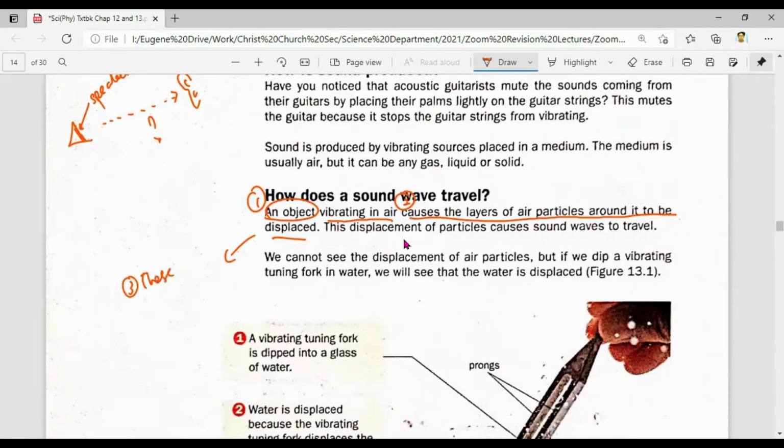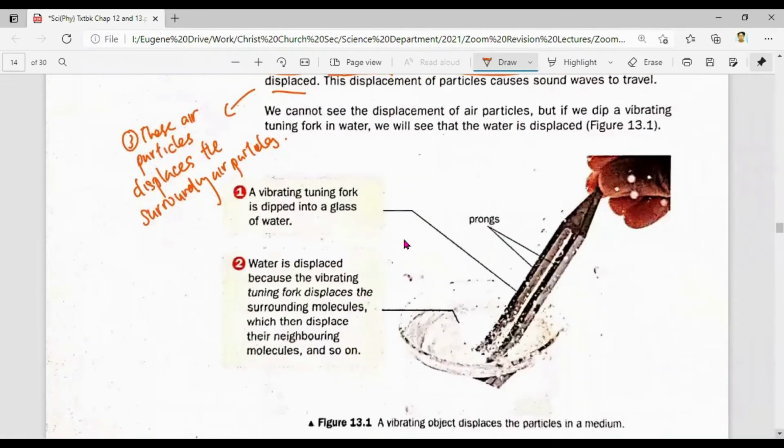These air particles displace the surrounding air particles. So sort of like saying the object hits the air. Can I say again? The object hits the air, or collides with it, or causes the air around it to vibrate. Then the air that's vibrating more vigorously collides into the surrounding air and causes them to also vibrate more vigorously. So it's sort of like a chain reaction that we are seeing.